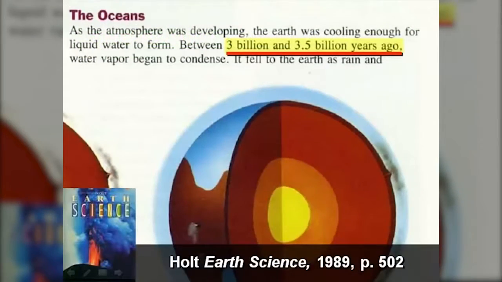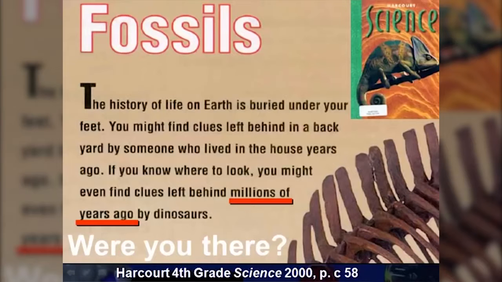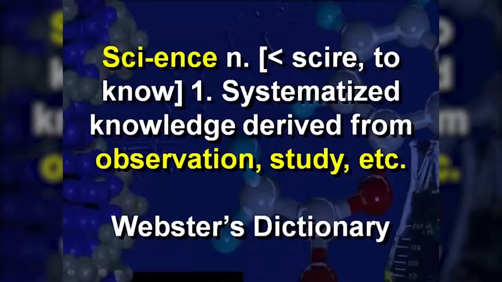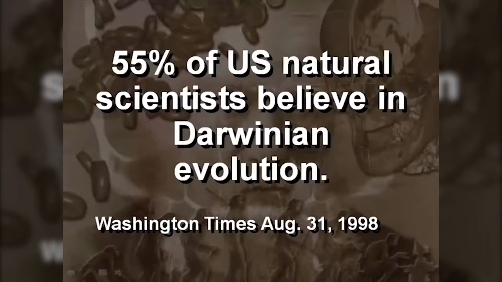The textbooks in our schools are filled with the idea of millions and billions of years. The next time you hear someone say millions and millions of years ago, stop them and ask, were you there? Science is knowledge derived from observation and study. Can you observe, study, or demonstrate something that happened billions of years ago? Absolutely not. It is true that over half the scientists believe in evolution. That is true, but that does not make evolution true.